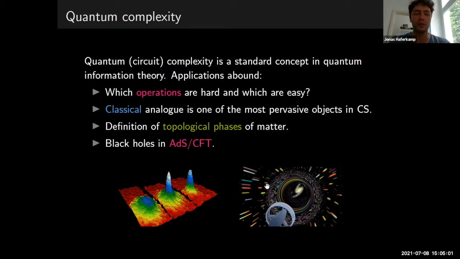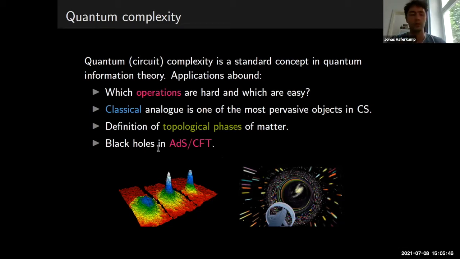It already plays a vivid role in physics. So for example, it makes a surprise appearance in condensed matter in the definition of topological phases of matter. Here, for example, a state can be defined to be in the topological phase if you cannot prepare it with a constant depth circuit. So in order to prove that some state is in a topological phase, you would have to prove circuit lower bounds. And of particular importance for this talk, or at least for the motivation of the results in this talk, is the application in the AdS/CFT correspondence, where the circuit complexity is conjectured to correspond to properties of regions in black holes beyond the event horizon.